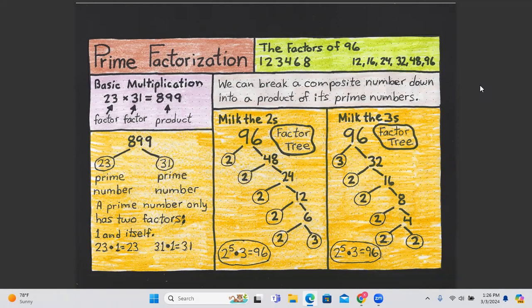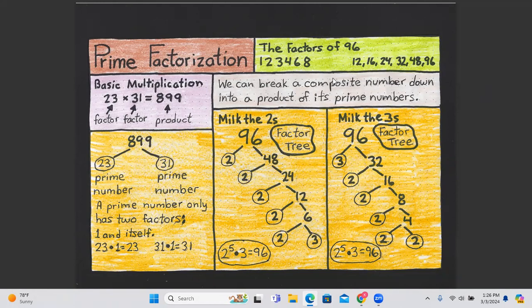This is the fifth video in a series of videos related to the art of prime factorization, in which we break a composite number down into the product of its prime factors, or prime numbers. And remember, a prime number is still a whole number.